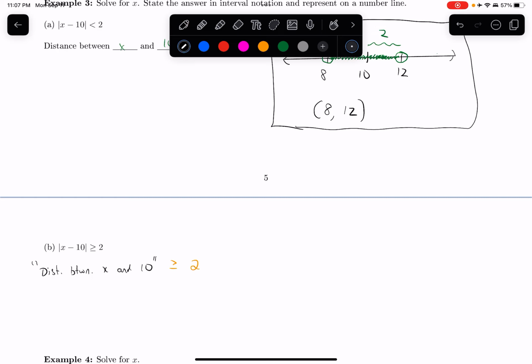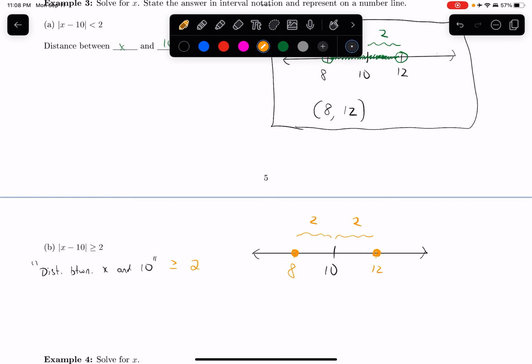Okay, so let's go to my number line. Centering it at the number 10. It's the distance between 10 and something. So centering at 10, I'm going to go 2 units each way, just like I did before. So 2 units to the right, I know that puts me at 12. 2 units to the left, I know that puts me at 8. Okay, so this time the distance can be equal to 2. So I am allowed to be at both of these endpoints because of that equal sign. That's where the distance is equal to 2 units away from 10.